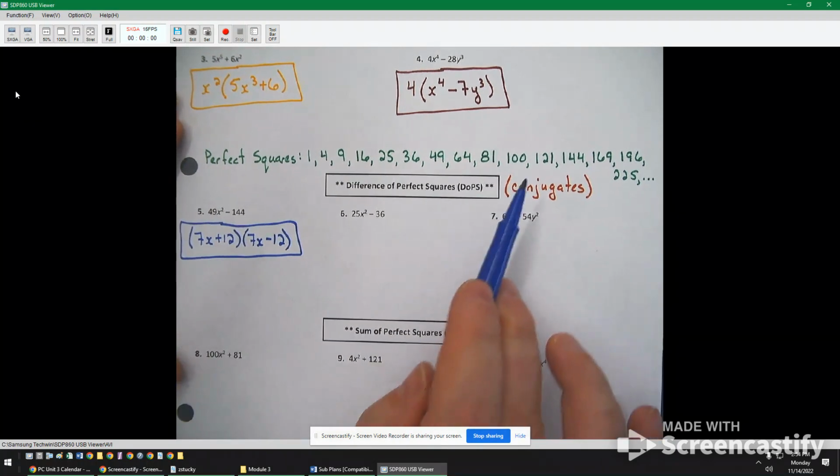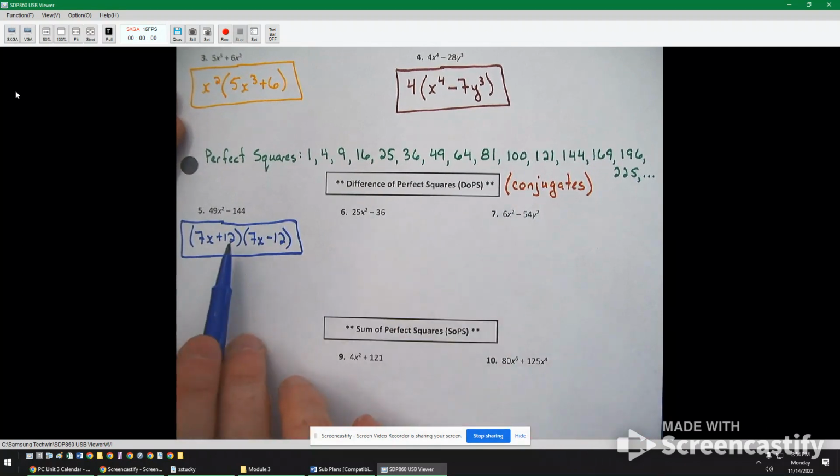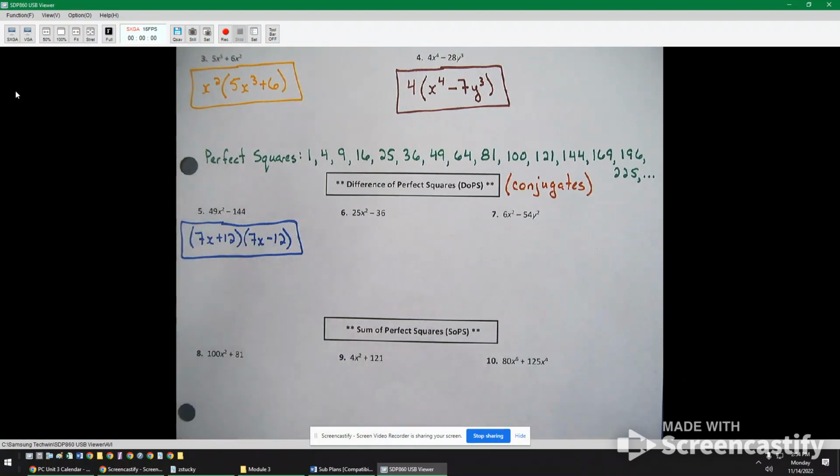So first let's talk about what do I mean by conjugates. Conjugates are when you have the exact same thing except for the sign in the middle. This is a plus, that's a minus. The number in front is the same, 7x, 7x. After is 12 and 12, but one's plus and one's minus. Where did I get the 7 from? Well, what times what makes 49? 7 times 7 makes 49. Where did I get the 144? 12 times 12 makes 144.